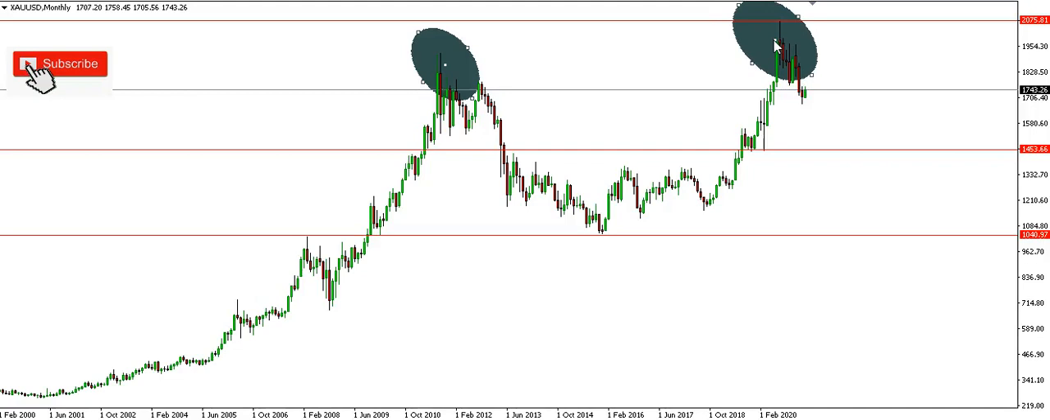So is this going to give us a double top, or are we going to have bullish continuation? Only time can tell. But let's get down to the analysis.